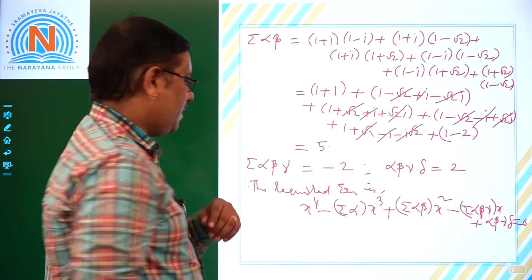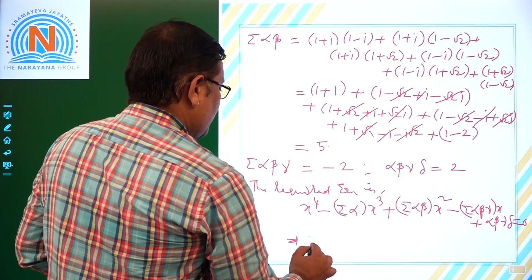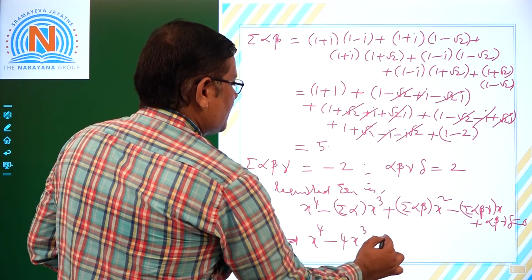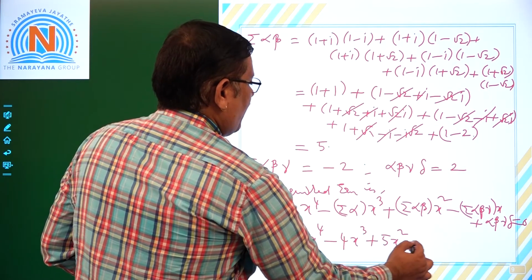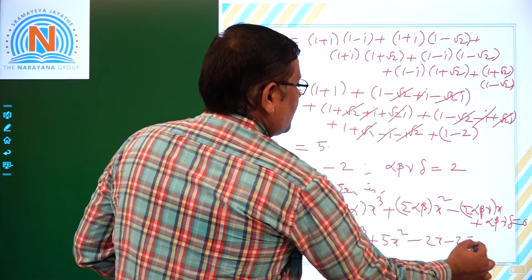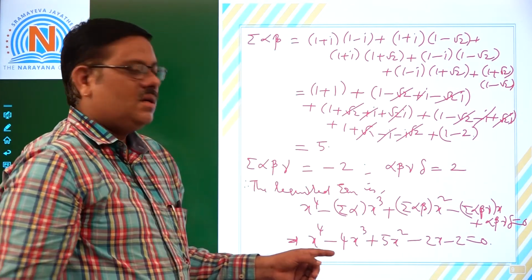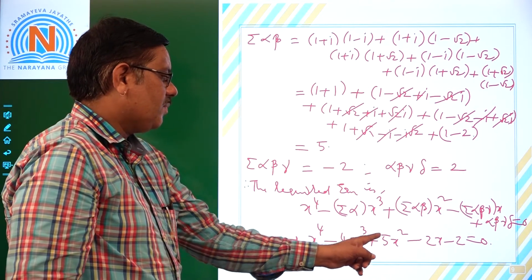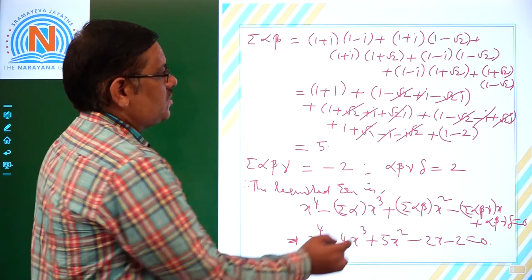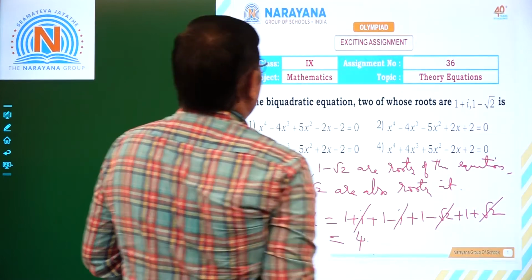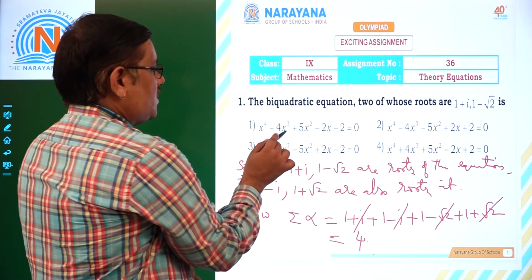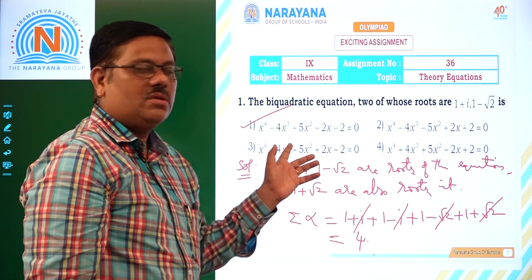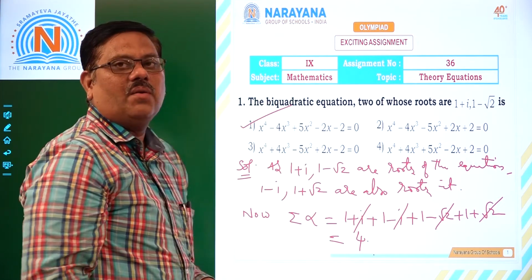This is a biquadratic equation. Let us substitute the values. x power 4 minus 4x cube plus 5x square minus 2x plus 2 is equal to 0. So this is the biquadratic equation that we want. Let us see the options. x power 4 minus 4x cube plus 5x square minus 2x plus 2 is 0. That is nothing but the first option. So the first option is the required biquadratic equation.